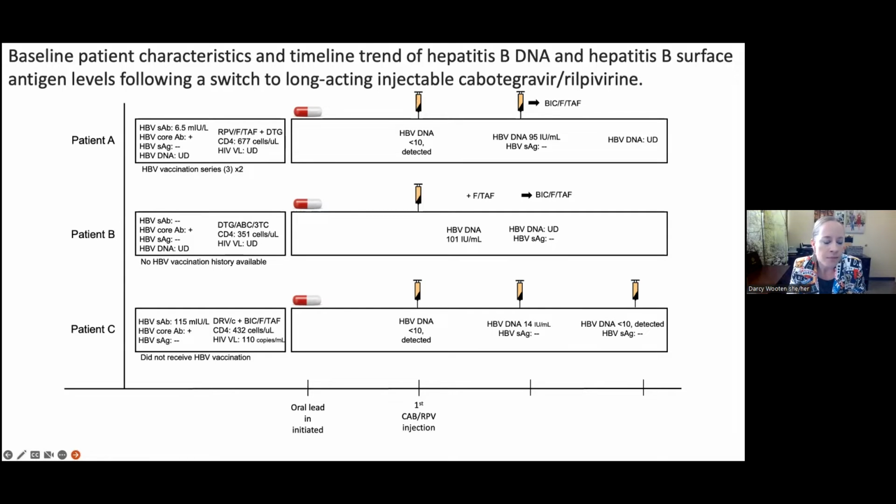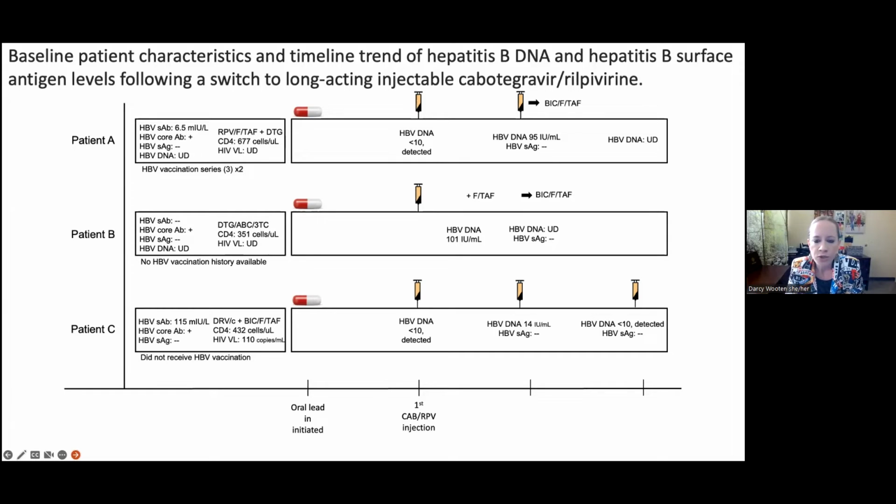Patient B had just isolated core antibody positivity prior to switching. Their hepatitis B DNA was undetectable. We didn't have any record that they had received hepatitis B vaccination, at least in our electronic health record. Their HIV also well controlled, CD4 of 351. Viral load was undetectable on dolutegravir, abacavir, 3TC.